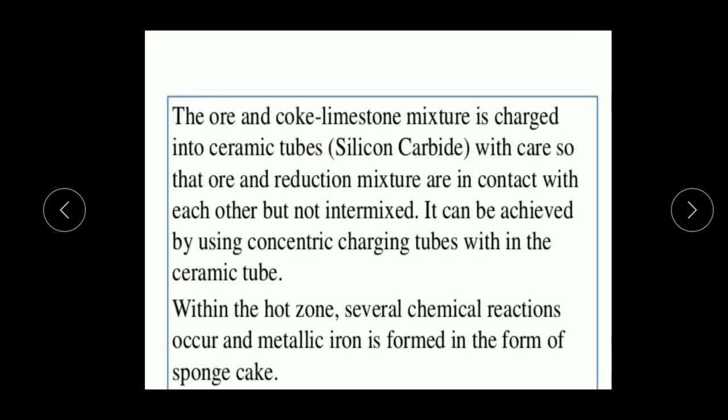As the ore and coke-limestone mixture is charged into ceramic tubes, which are mainly made up of silicon carbide, care is taken so that the ore and reaction mixture are in contact with each other but not intermixed. It can be achieved by using concentric charging tubes within the ceramic tube. Within the hot tube, several chemical reactions occur and metallic iron is formed in the form of a sponge.